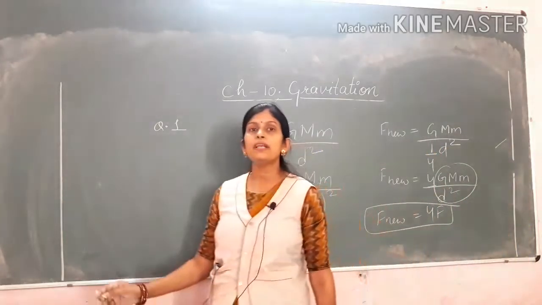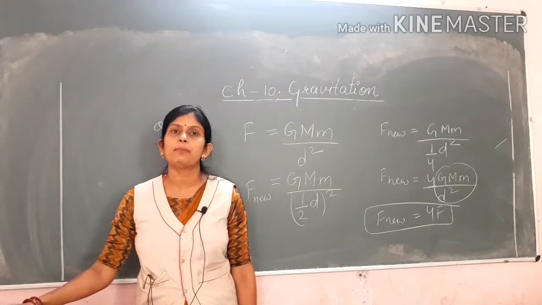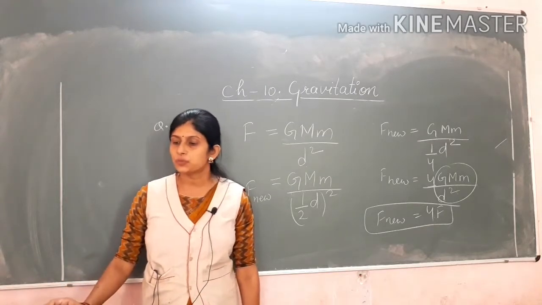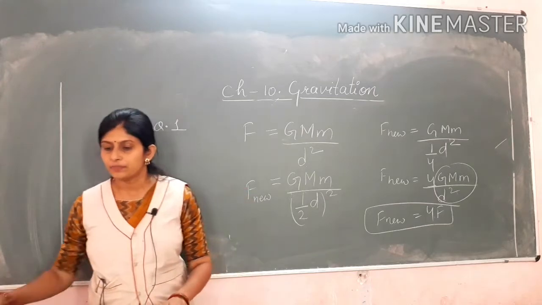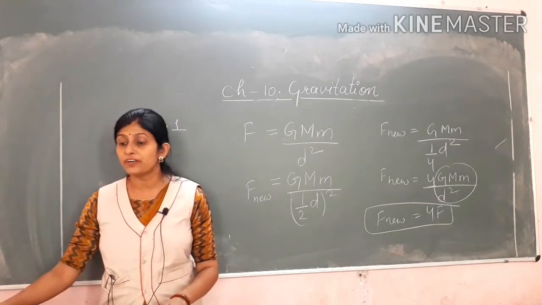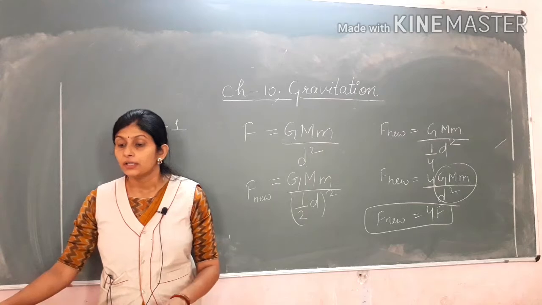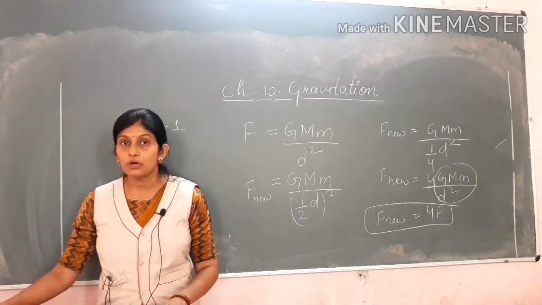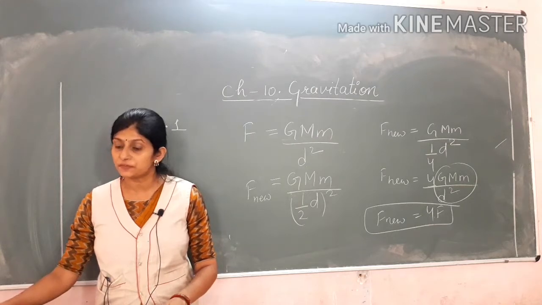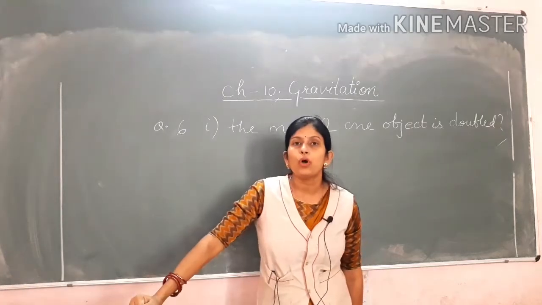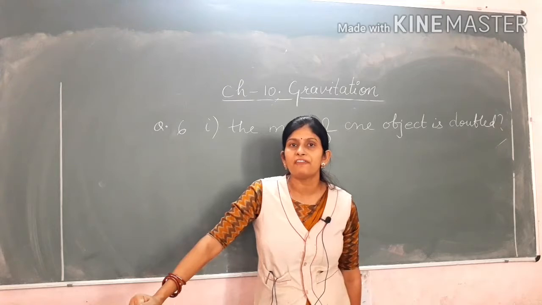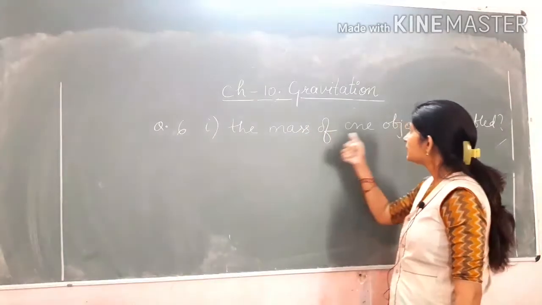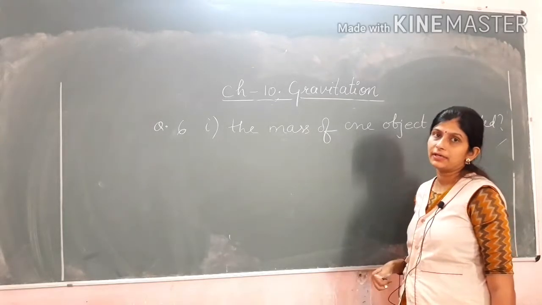Now on similar lines we have question number 6 that I am going to solve. Its first part says, what happens to the force between two objects if the mass of one object is doubled? So first of all I am going to solve its first part. What will be the change or effect in the gravitational force when the mass of one object is doubled?